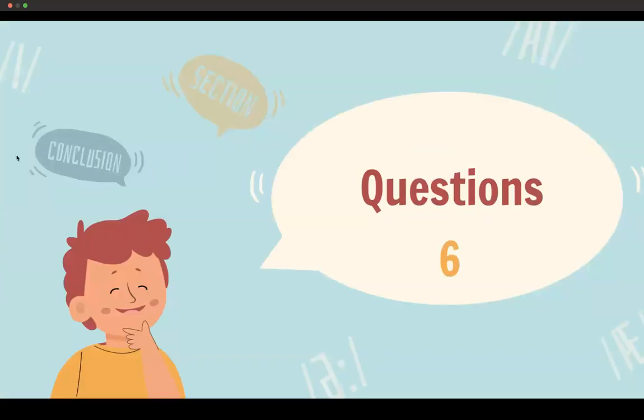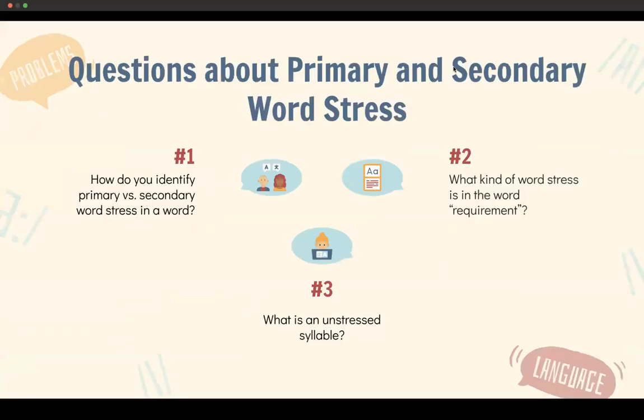Now, let's discuss some questions that are related to primary and secondary word stress. I have 3 questions here, attempting to cover a couple of the bases I've covered in my discussion today. 1, how do you identify primary versus secondary stress in a word? This is something related to the 3 different qualifiers that I've mentioned previously. Number 2, what kind of word stress is in the word requirement? And number 3, what is an unstressed syllable?